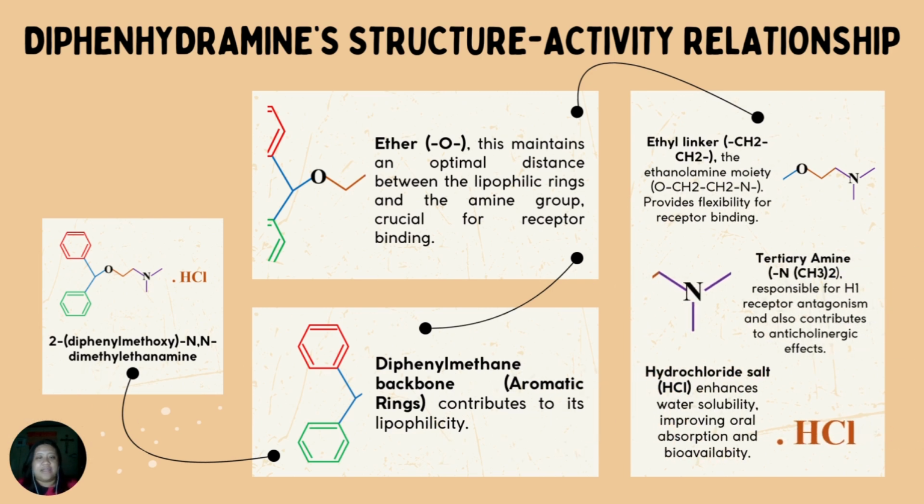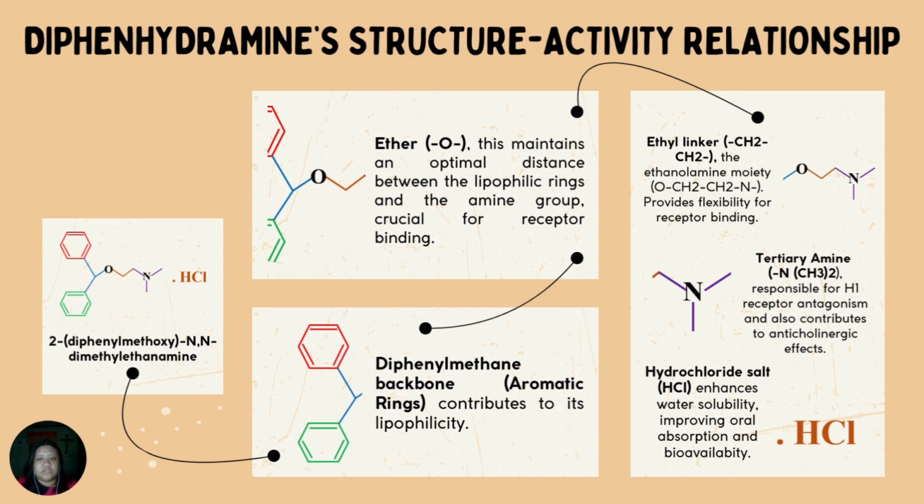Next, we have the ethyl linker. This is the ethanolamine moiety, which provides flexibility for receptor binding. The ethanolamine moiety is a key pharmacophore in first generation histamine 1 or H1 antihistamines. This 2-carbon distance allows the molecule to flexibly adopt the right conformation to fit into histamine's receptor binding pocket. So if there is any change in the length of the ethyl linker, it can reduce the antihistamine activity.